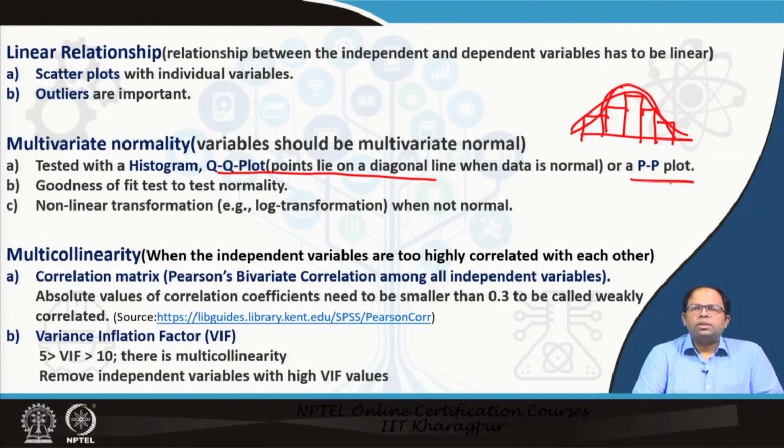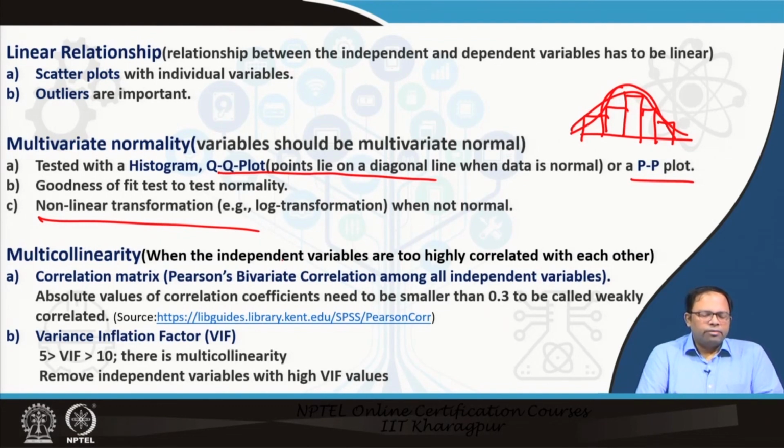Or we can do a PP plot, which is a probability plot. There also, if the data lies on the diagonal line, we can say that the data is following multivariate normality. And we also have goodness of fit tests of normality. Sometimes the data may not look normal, but if I do a log transformation of that particular data, which is a nonlinear transformation, then the data can become normal. So, even though the data does not appear to be normal, after a log transformation it could be turned into normal, and then we can use the log transformed variable in our regression equation.